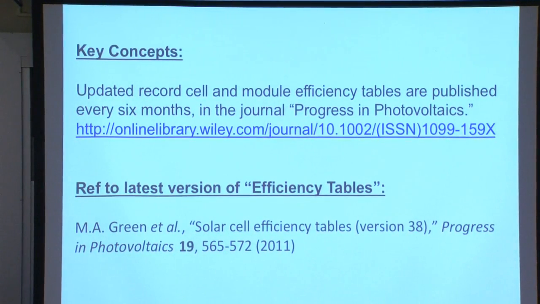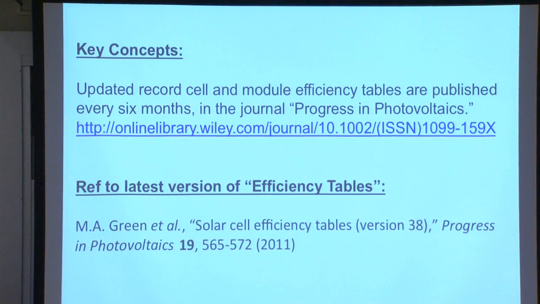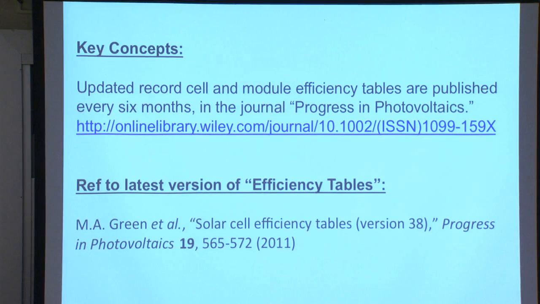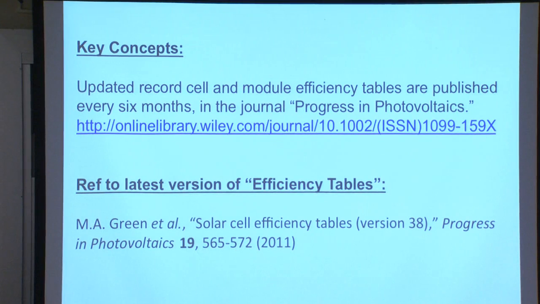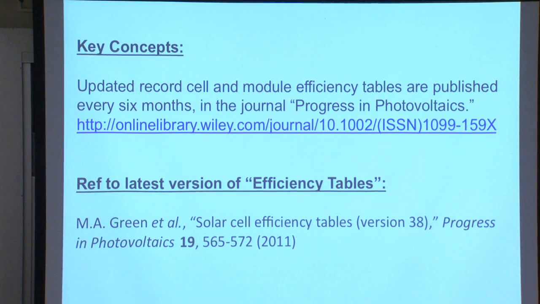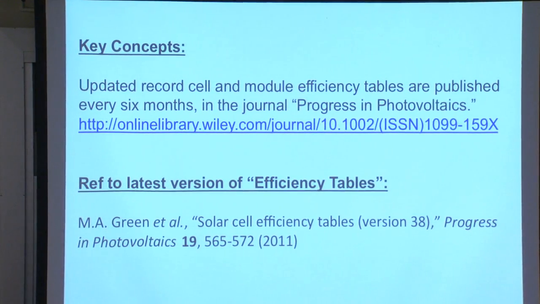So the key concepts for learning objective number one, to identify a source for record efficiencies. My go-to place is Progress in Photovoltaics. It's a journal in the PV field. And every 6 months, PIP, also Progress in Photovoltaics, comes out with solar cell efficiency tables led by one of their editors, Martin Green, professor at the University of New South Wales in Australia. The latest edition that I could find was version 38. I believe this was from July or June, this summer. And every 6 months or so, they come out with a new version.